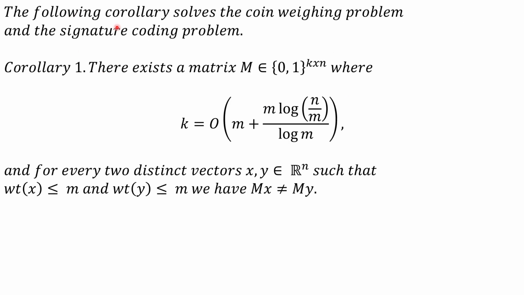We can use this corollary we're going to prove here to solve two of the problems we saw earlier, the coin weighing problem and the signature coding problem. There exists a matrix M where k is equal to this number defined here, and for every two distinct vectors x, y such that the weight of x is less than m and the weight of y is less than m, we have mx is not equal to my. So, given m and x equal to some number, we can always know what x was, because only one x could have given us the result.